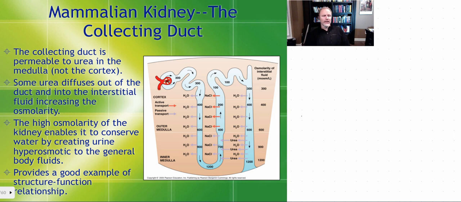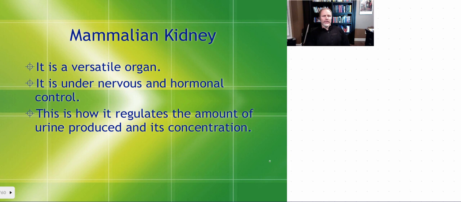Okay, the collecting duct itself is permeable to urea in the medulla down here, so you can see that the urea can get out when we get closer and closer to the medulla, or the middle of the actual kidney. But in the cortex, which would be out here, it's not permeable to any of the urea. But that urea is going to assist in making the medulla more concentrated, so we can concentrate that urine even more.